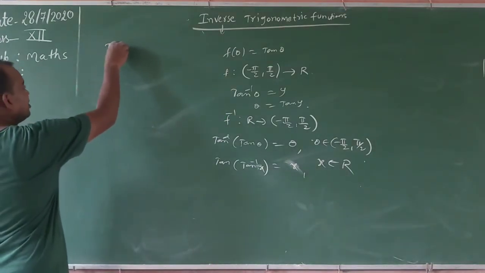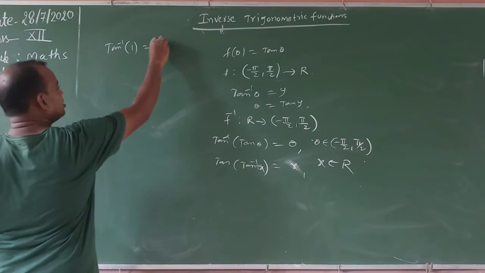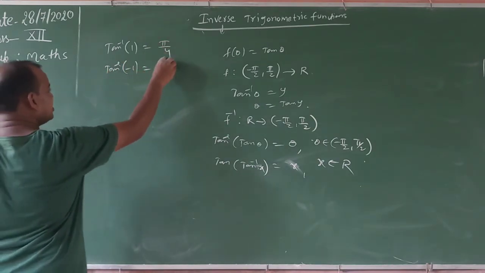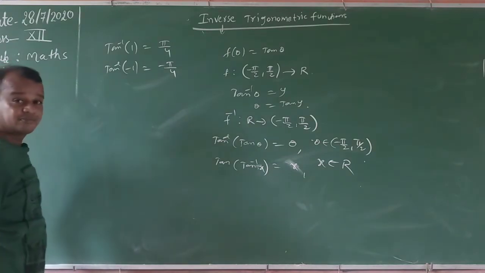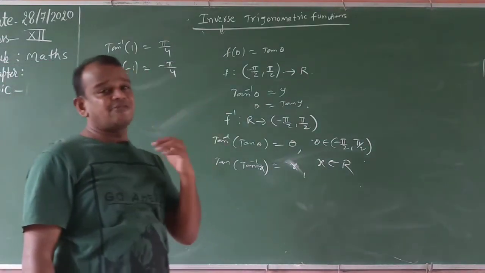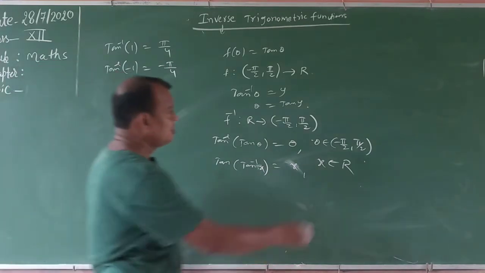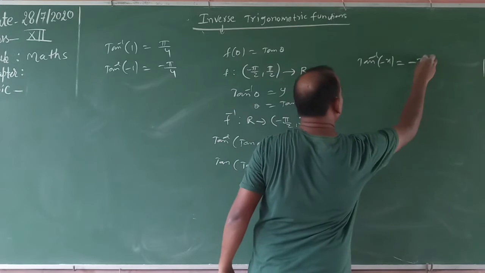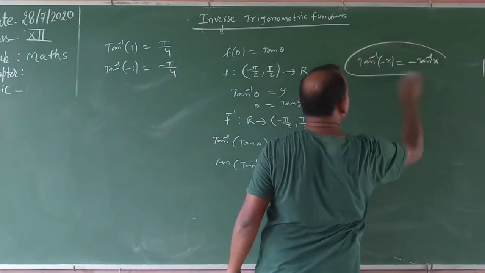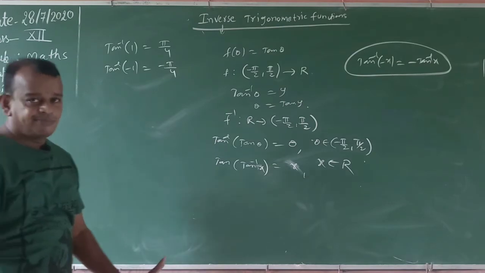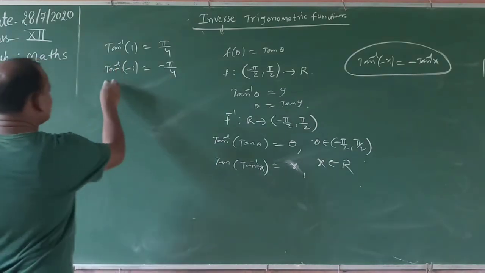Now some values you remember. Tan inverse of 1, how much? Pi by 4. Tan inverse of minus 1 is minus pi by 4, minus 45 degrees. Tan of minus theta is minus tan theta, so tan inverse of minus x is also minus tan inverse of x. That is the formula: tan inverse of minus x equals minus tan inverse of x. Understood?